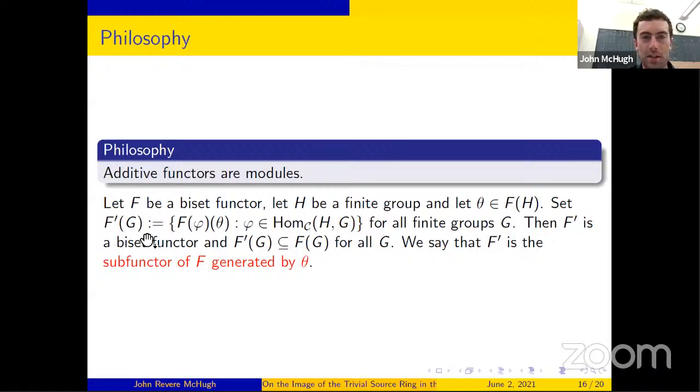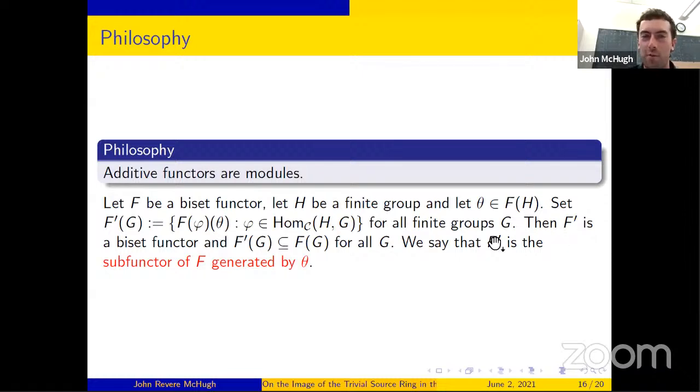Set F prime of G equal to this set. What is this thing? I'm taking all of the morphisms in the biset category that go from H to G, and I'm applying them all to theta. It's kind of like generating a module. You're thinking of the morphisms as ring elements, and you're multiplying theta on the left with all of the ring elements. It's like all of the ways to carry theta from H to G.